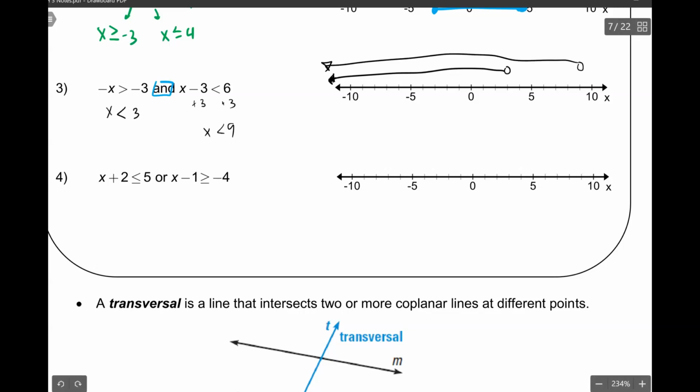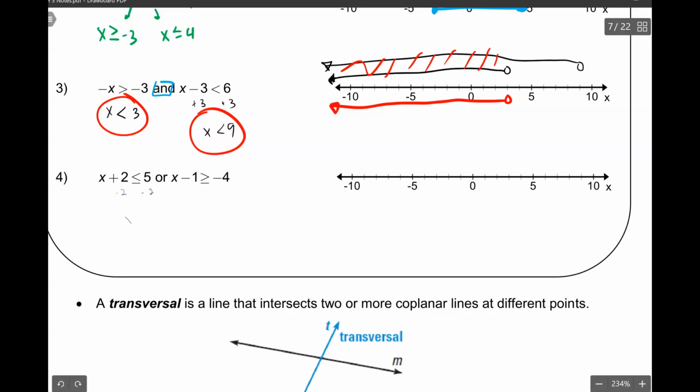This is an and, so I only want where they overlap. It looks like they're overlapping here, starting at 3. So the overall answer would just be this guy. That's it. Because I can't have any of these numbers between 3 and 9 because they don't satisfy both equations. When you have an and, both sides must be true. I must have both these inequalities true, whatever number I plug in. Alright, and then last one.